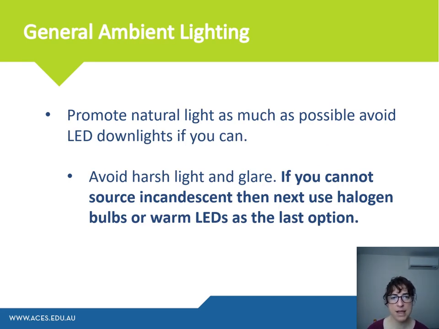So, general ambient lighting. Again, this is just general rules. We want to promote as much natural light as possible. As we've mentioned many times now, we want to avoid the LED downlights as much as you can, and avoid harsh light and glare. So if you can't source the incandescents, use the halogen bulbs or warm LEDs as your last option, just to summarize. But again, we're always going to go back to using as much natural light for as long as we can in a building. That's easier from the design aspect, not as easy when you're doing a lighting assessment and taking a look at a build that's already there that might have poor lighting to begin with, but that's always our goal.